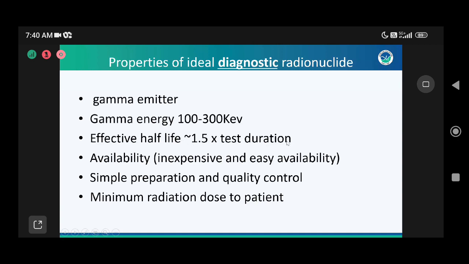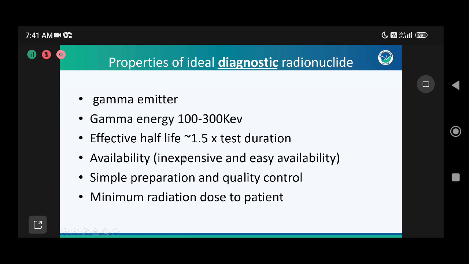For example, we'll be doing a bone scan. In a bone scan, we inject the radionuclide substance, and we sometimes take scans up to 24 hours, but ideally it's around 3 to 4 hours. Because we might be taking delayed images up to 24 hours, the effective half-life should be at least 1.5 times that.